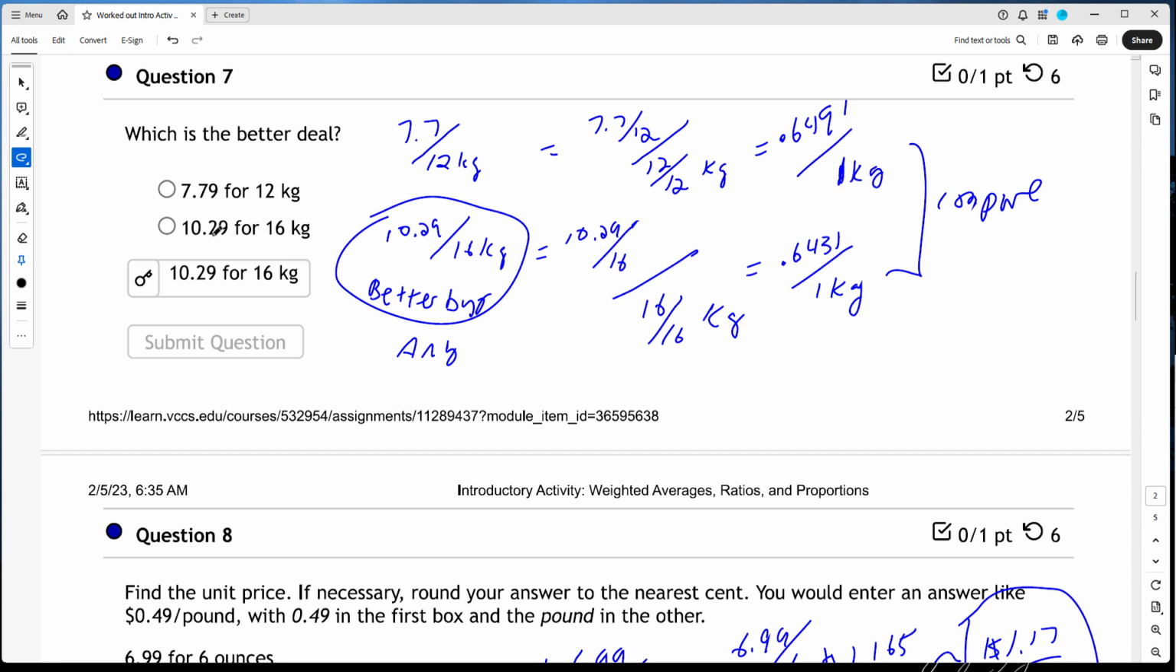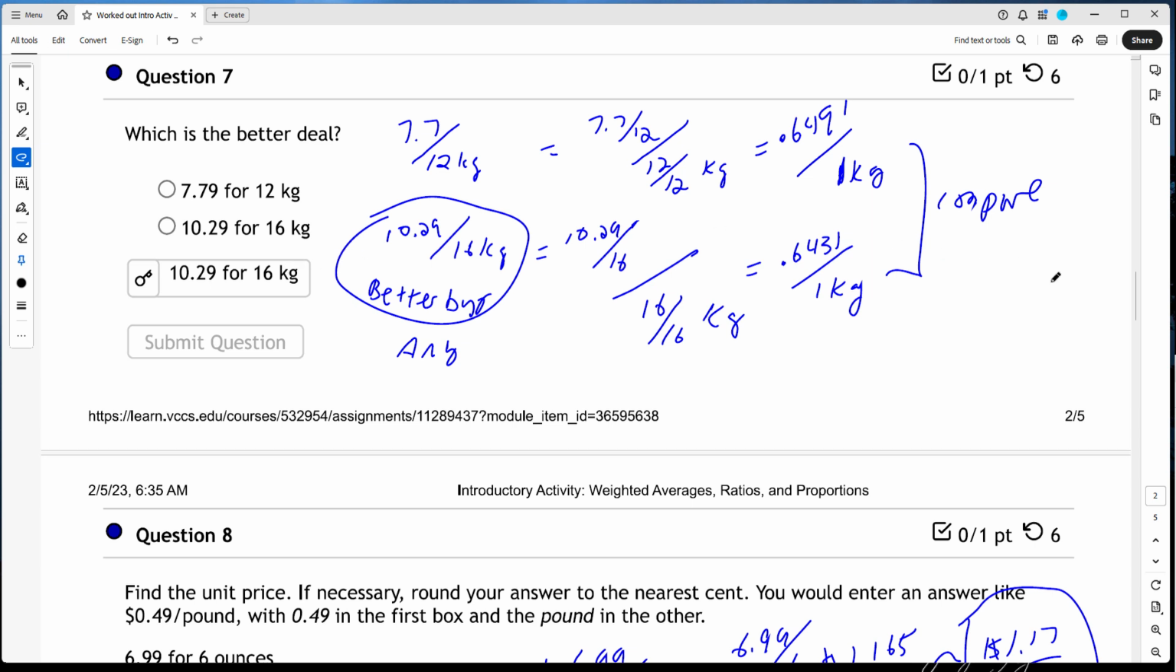Then I do the same thing for the other price. Find the price per unit. In this case, I divide the numerator and denominator by 16. And that gives me the price per unit. And you can see which one is smaller. That's the cheaper deal per kilogram. So in this case, this one here is smaller. So that tells me that the better deal is going to be $10.29 for 16 kilograms.